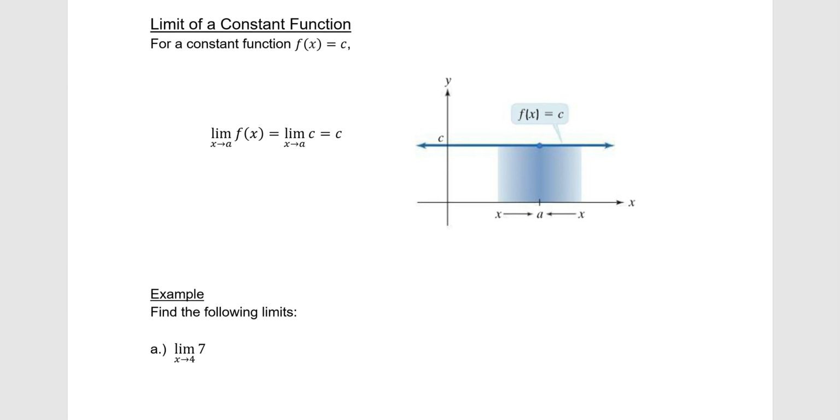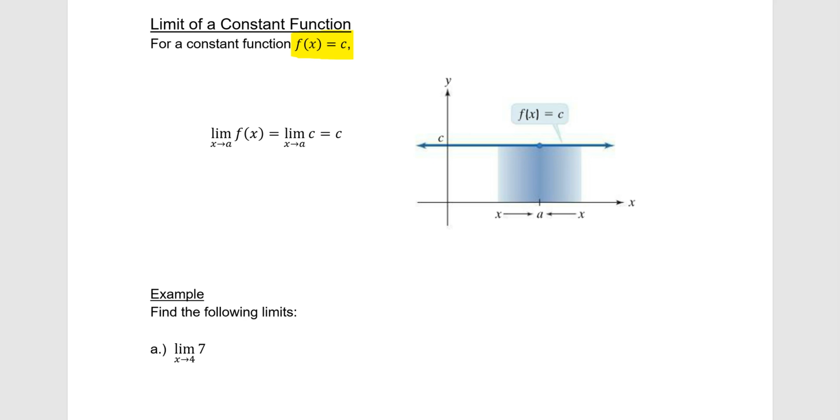We know a constant function is just a function f of x equals c, where c is just a number, so like f of x equals 2. And we know graphically speaking, they're just horizontal lines at that c value, right? So if we're trying to calculate the limit of f of x as x approaches a, where f of x is equal to c, so we're trying to find the limit of c as x approaches a, the answer is always going to be whatever that constant function is.